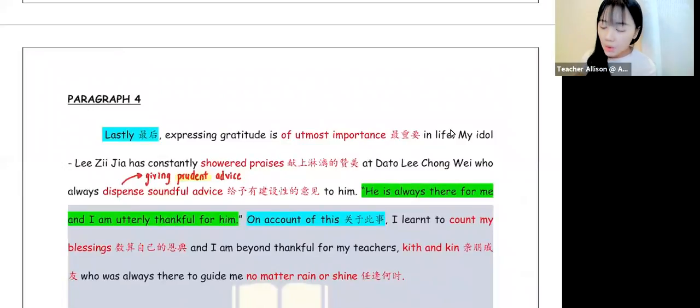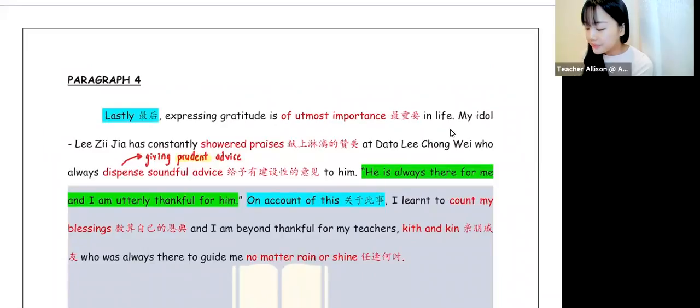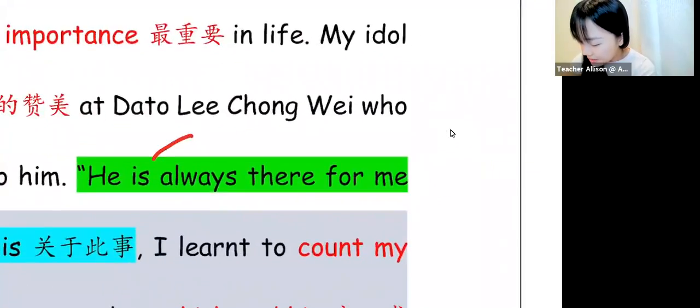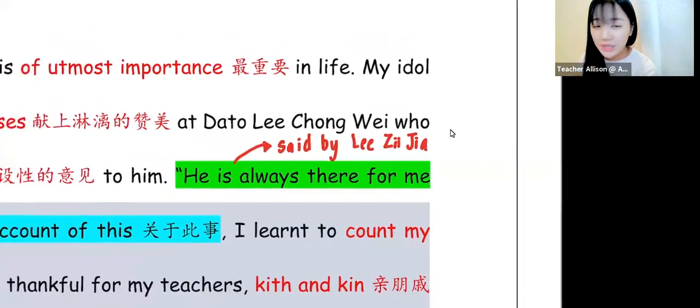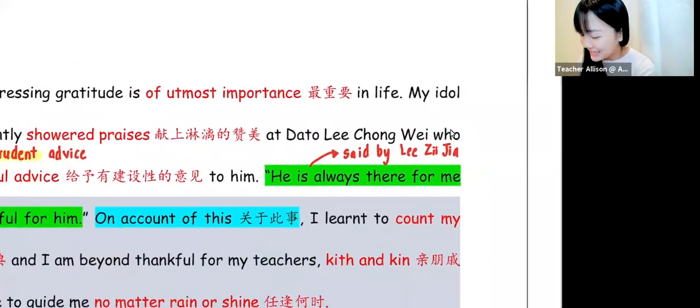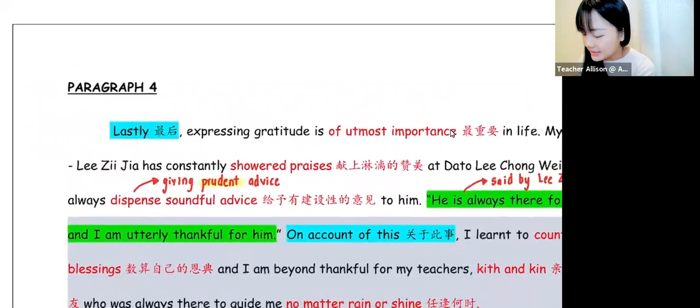And also our role model, he has once said, well, my role model, also Lee Chong Wei, he is always there for me and I am utterly thankful for him. The green color I did not mention just now. The green color is basically like a conversation. This was said by your role model. This was said by Li Zijia in a newspaper interview, if I'm not mistaken, but we are just giving a simple example. This one was really from a newspaper article. He is always there for me and I am utterly thankful for him.